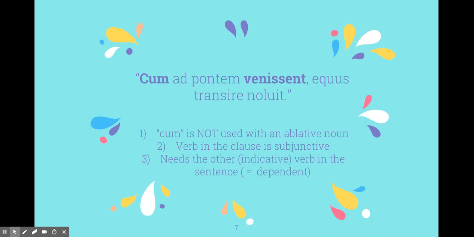So let's look at a subjunctive clause that uses cum. In this sentence, cum is not followed by an ablative noun. So right off the bat, we have to eliminate all of your prior knowledge of cum as a preposition. The verb in that clause is a subjunctive verb, and you'll recognize that because you've never seen a verb that looks like that before. And in the sentence, it needs that indicative verb, noluit, in order to really portray the full meaning. When they had come to the bridge, the horse did not want to cross.